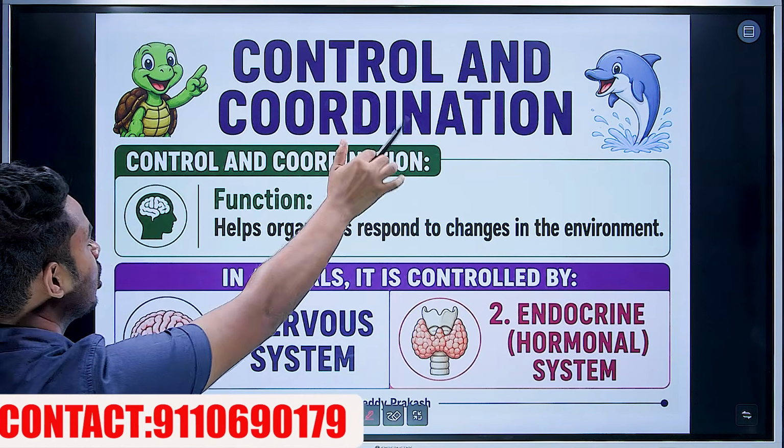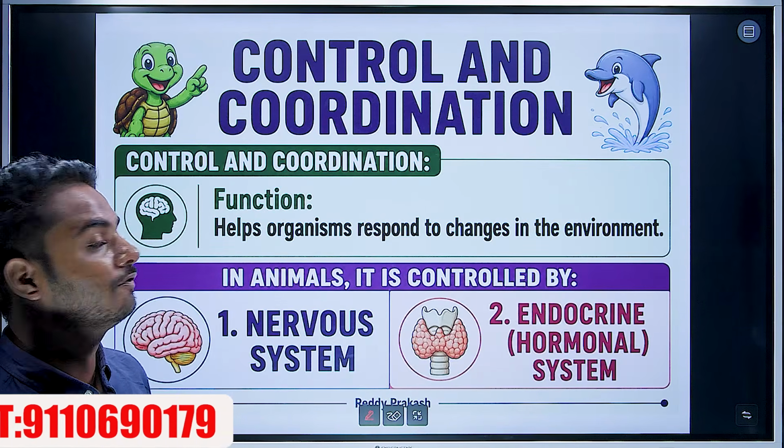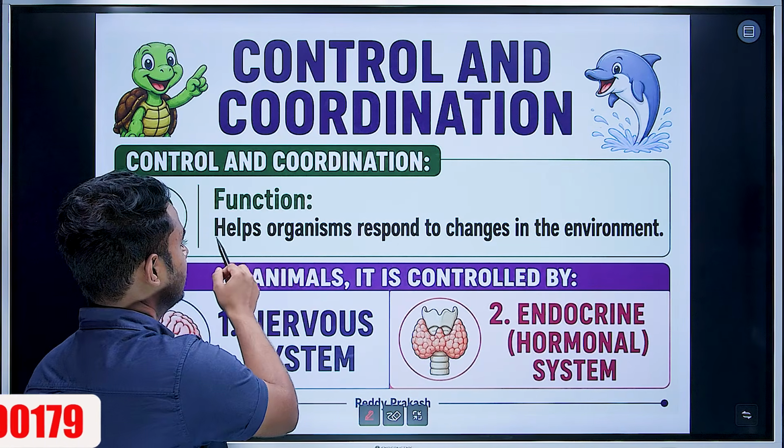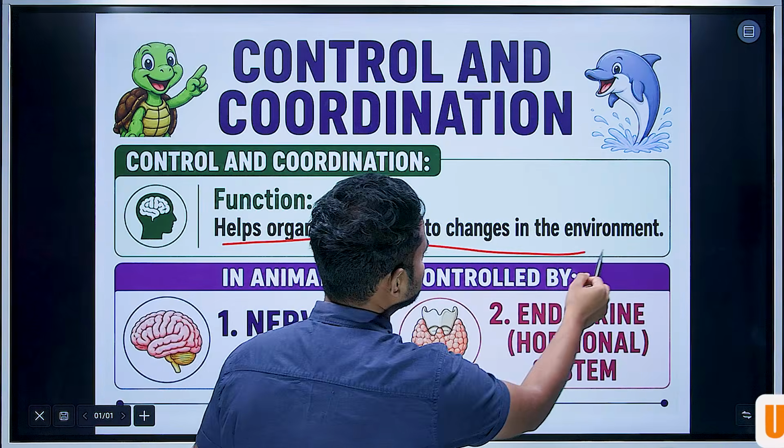Next, control and coordination. How does it happen? What is the function of control and coordination? Sir, I already told you. It helps organisms to respond to the changes in the environment.